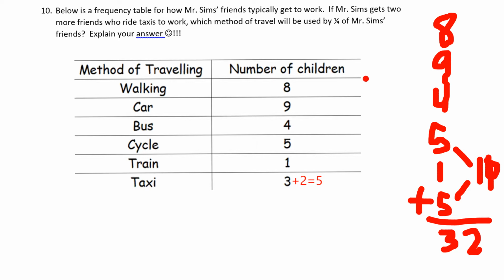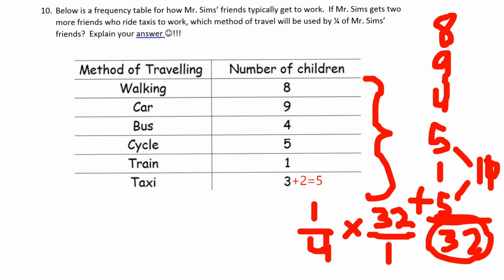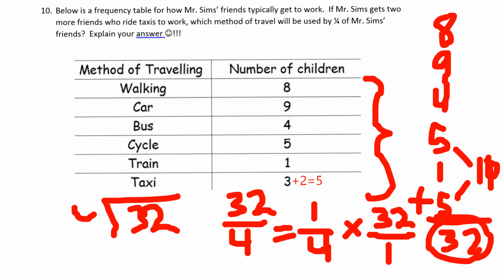So 32 is the total number of Mr. Sims' friends. If Mr. Sims has 32 friends, and I want to know which method of travel will be used by 1/4 of Mr. Sims' friends, I need to know 1/4 of that 32. Well, 1/4 of something is really 1/4 times something. So I put the 32 over 1, because any whole number is just that whole number over 1. And 1/4 times 32 over 1, 1 times 32 is 32, 4 times 1 is 4, which gives me 32 divided by 4. And 4 goes into 32 a total of 8 times.